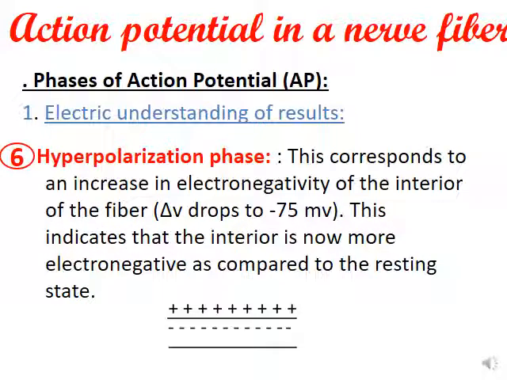Now we're going to talk about the hyperpolarization. Hyper meaning increase, polarization, increase in the negativity. So this corresponds to the increase in the electronegativity of the interior of the nerve fiber, where delta V drops to less than minus 75 millivolt approximately. So this means that the interior is now more electronegative compared to the resting state, which is about minus 70 millivolt.